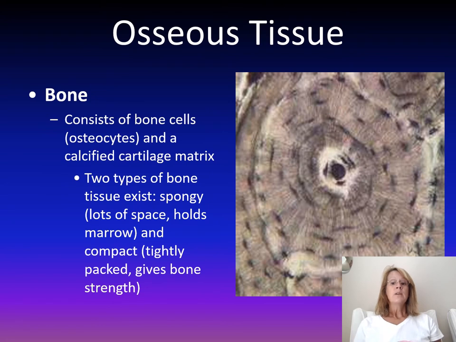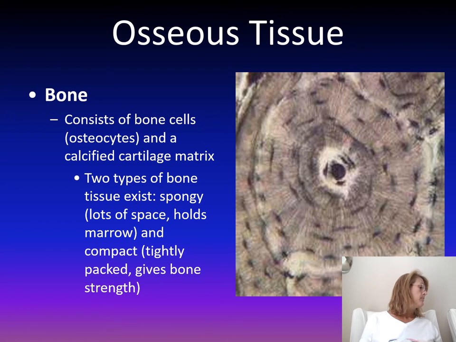Now, we also have osseous tissue, which is what makes up bone. You have 206 bones in your body. When you think of a bone like the femur or your phalanges, those are actual organs. And remember, organs are groups of tissues that work together. The type of tissue that makes up most of the bone is called osseous tissue.